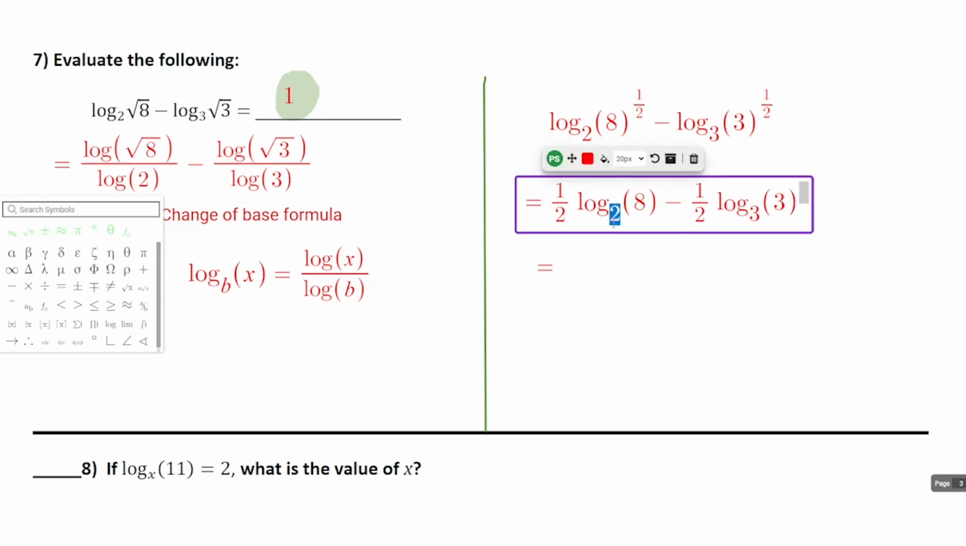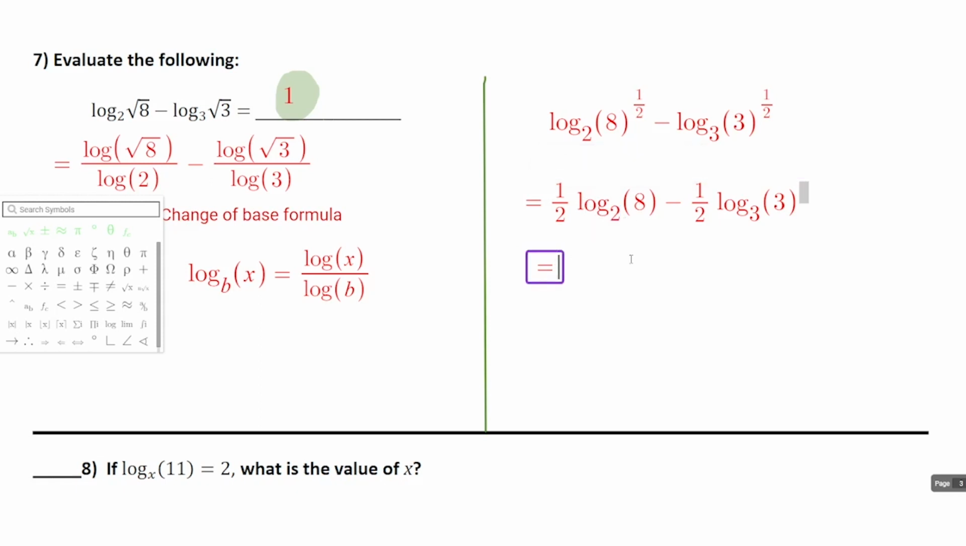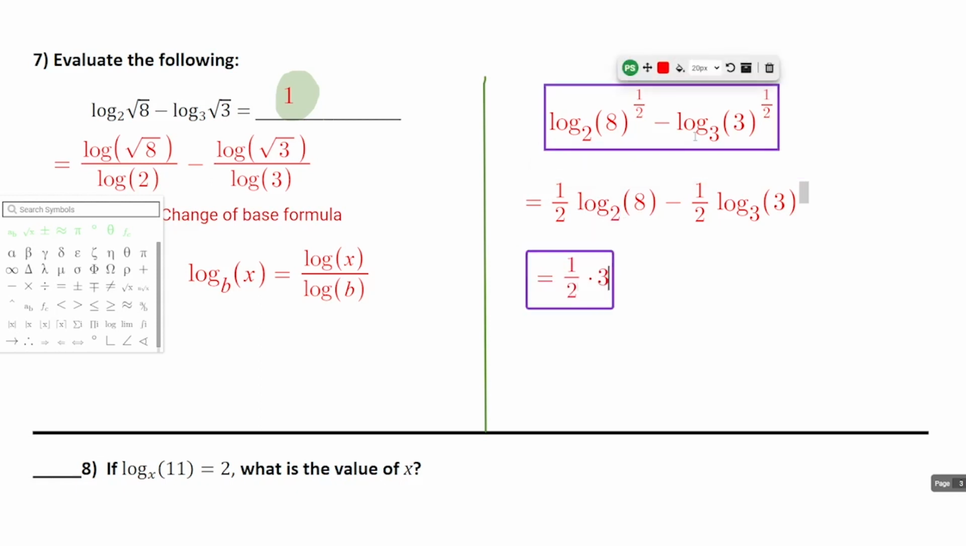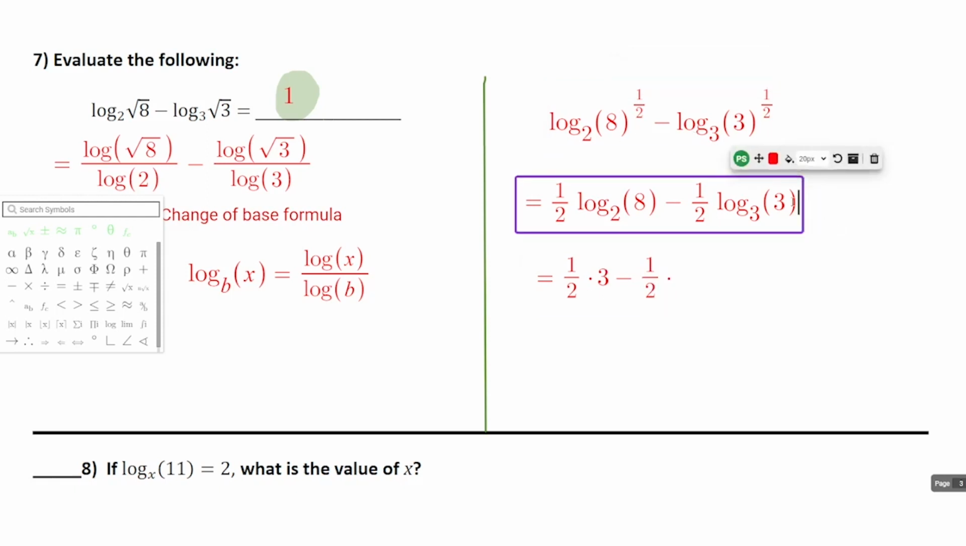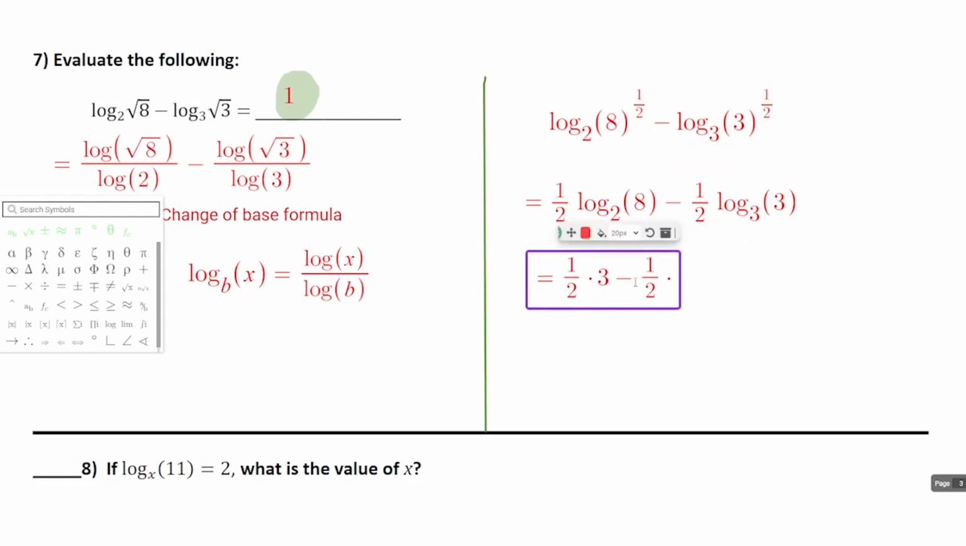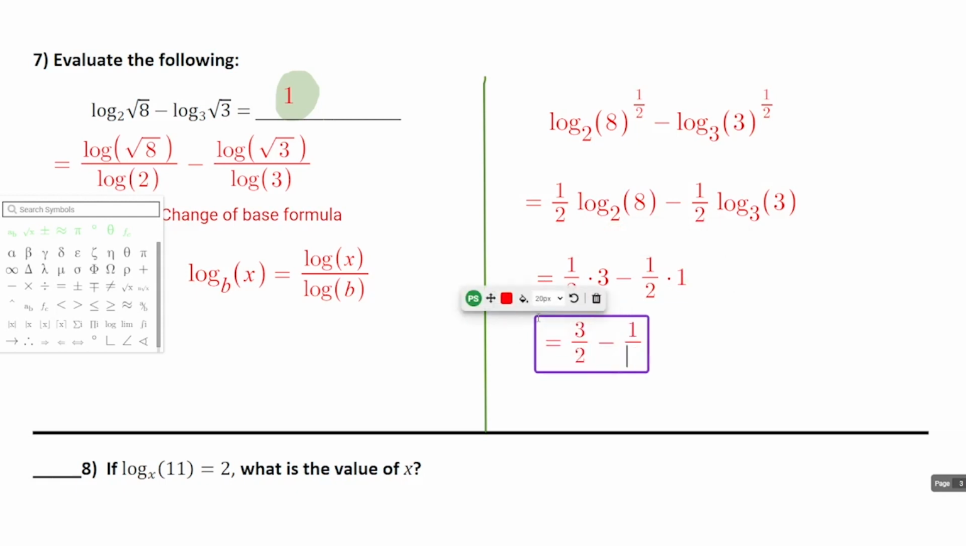Now, hopefully that doesn't take you too long to figure out that 2 cubed is 8. So log base 2 of 8 equals 3. So this is like 1 half times 3 minus 1 half times... And then here, if we're trying to figure out 3 to what power is 3, that's just going to be 1. 3 to the first power is 1. So then we get 3 times a half, which is 3 halves, and we get 1 times a half, which is 1 half, and 3 halves minus 1 half is 1. So we end up with the same answer.